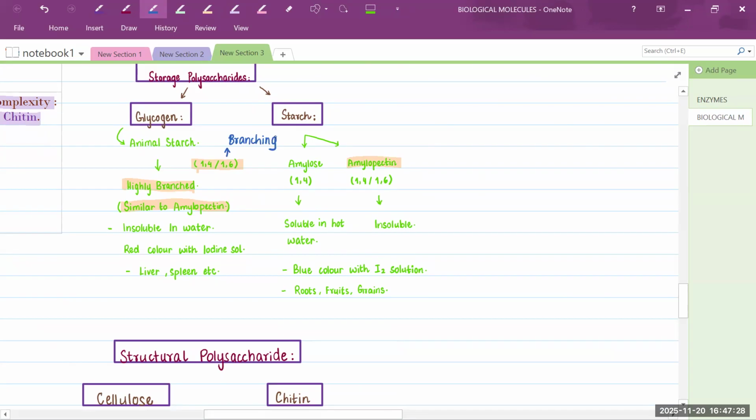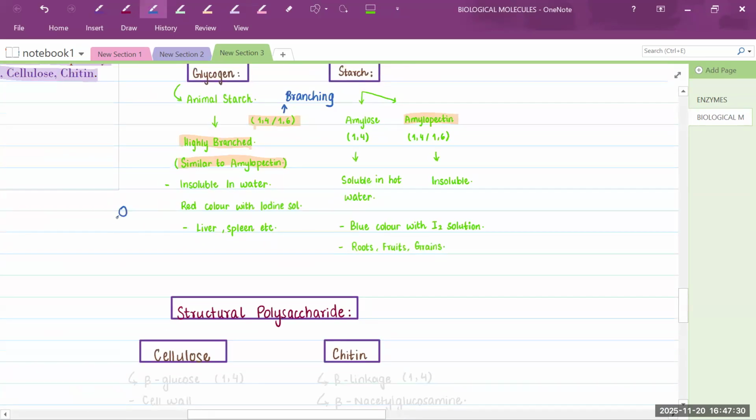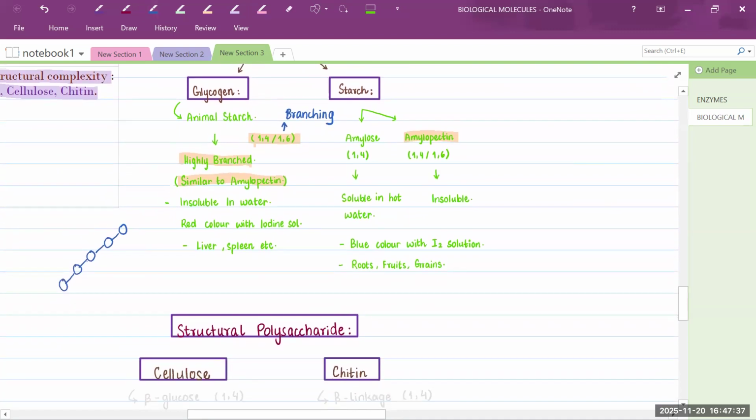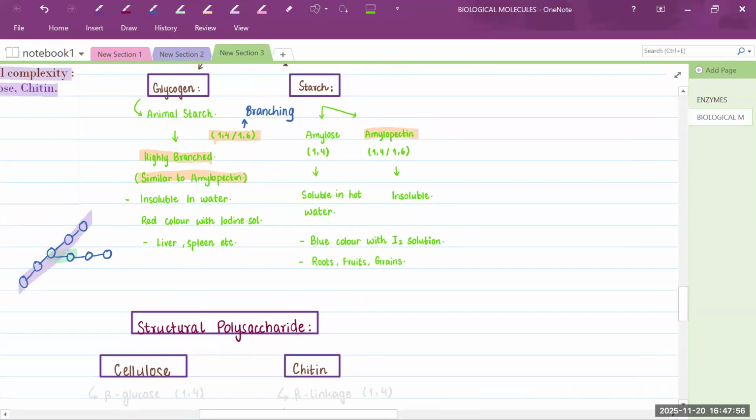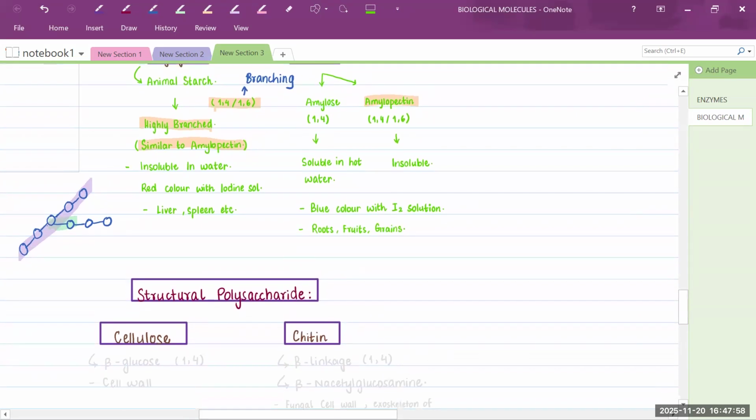For example, I can show you here. These are the glucose monomers combined, and it has an alpha linkage. Then similarly we have this branching going on. This branching here is the 1,6 linkage, and this part here is the 1,4 linkage. That's what is meant by 1,4 and 1,6 linkages both.